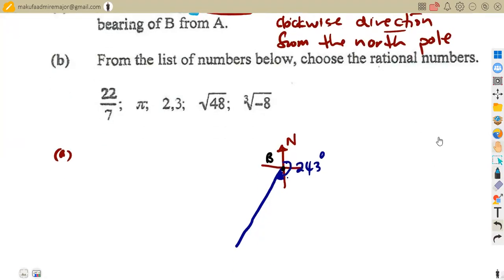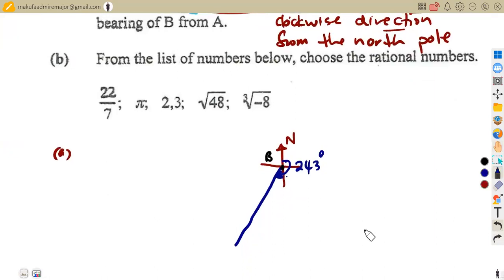So this line, as it goes this side, we are going to meet at point A. Let's say this is where we have point A. We are going to indicate a north pole there at point A. So this is the north pole for point A. Remember that these north poles are parallel. They will never meet. So they maintain the properties of parallel lines. That is the idea that we are going to use to find the bearing now of B from A.